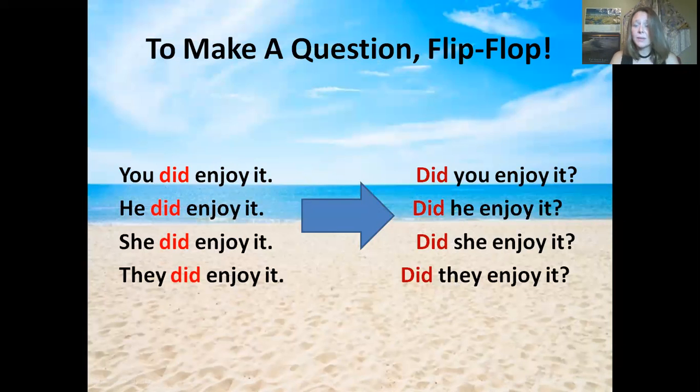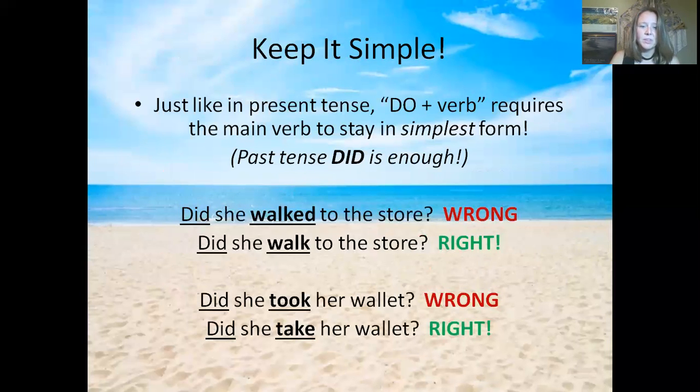So we have our did, we have our subject, and our third step is to keep it simple with the verb that comes afterward. Don't add any EDs or INGs or anything to that main verb that you want to find out about. Past tense did is all you need. Take a look at some of these pairs here. Did she walked? Incorrect. Did she walk? Right on the money. Did she took? Not quite. Did she take? That's excellent English.